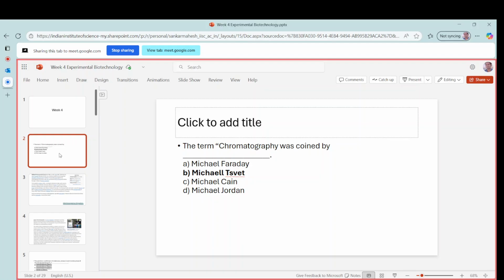So, the first question, it's just a general question. We start with a historical introduction. The term chromatography was coined by, and four different options are given here. Since this is just a historical aspect, I'll go to the answer here directly.